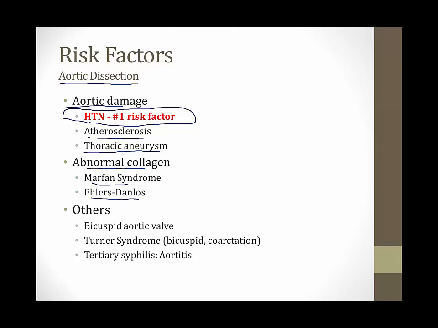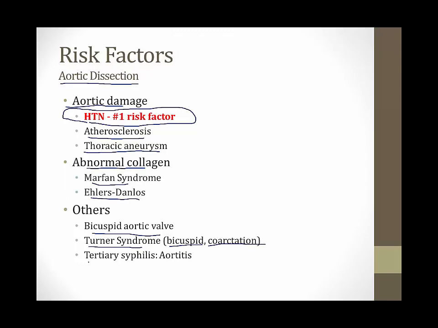And then finally, there are other risk factors. The bicuspid aortic valve predisposes to aortic dissection, as we just discussed. Patients with the Turner syndrome often have a bicuspid aortic valve and/or a coarctation. For this reason, they often develop aortic dissection. And in fact, that's a common mode of death among people born with the Turner syndrome.